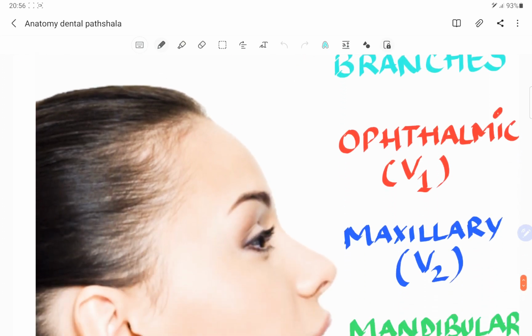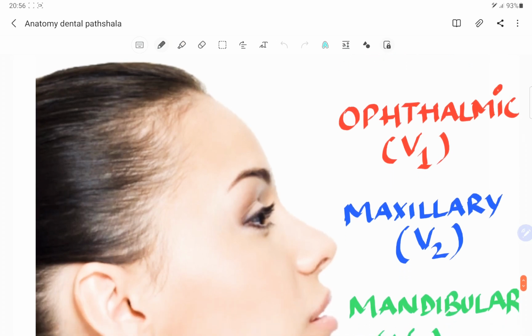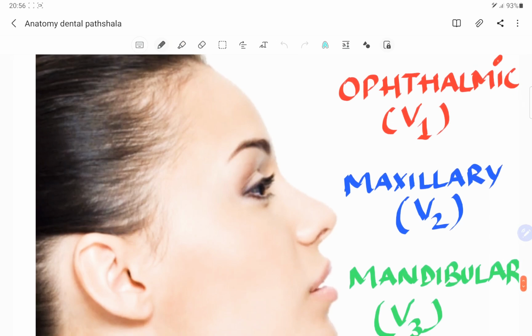So we have the ophthalmic division, which we call the 5-1, or you can also say the V1 branch, which supplies the skin of the forehead and the tip of the nose. So it supplies the skin of the forehead and the tip of the nose. So this is our V1 branch, which is the ophthalmic branch.